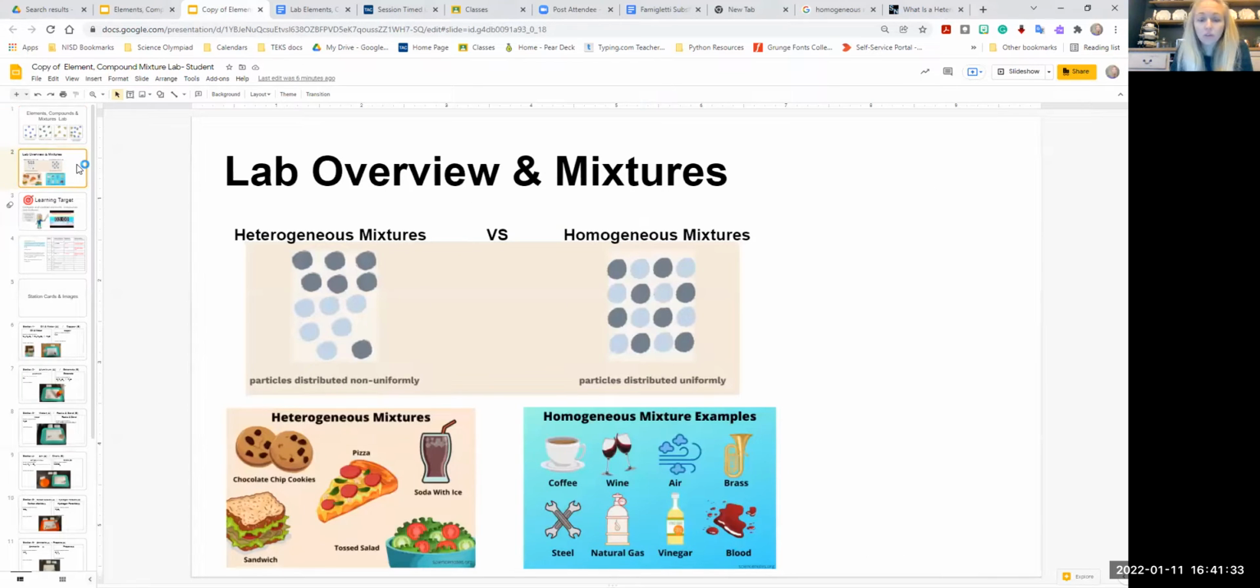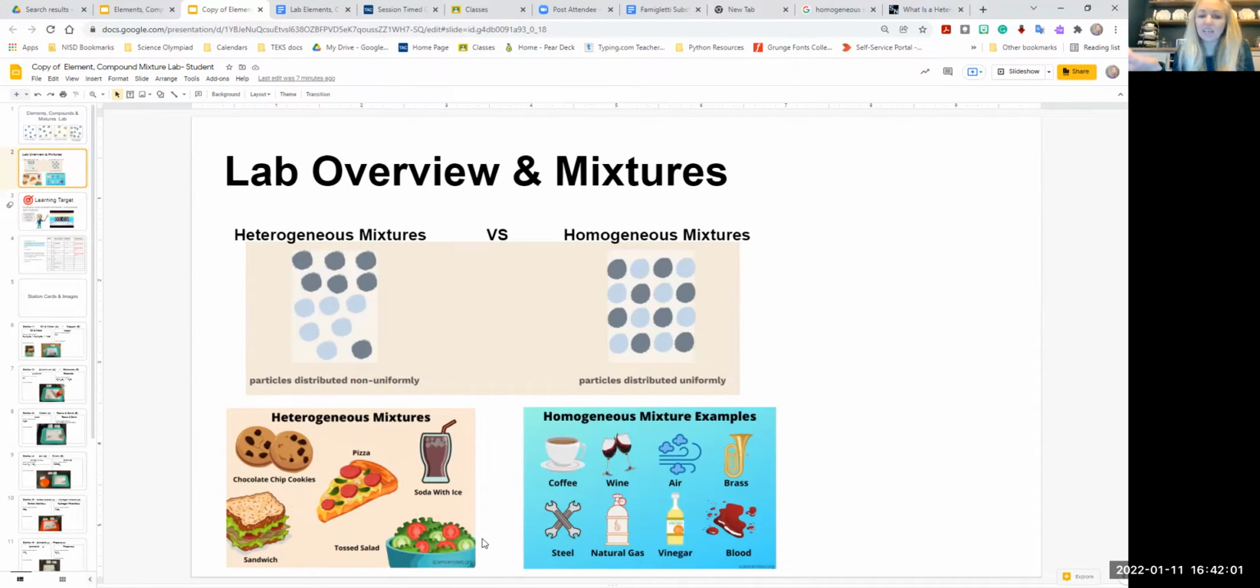Here is a little review of mixtures. So heterogeneous, hetero means different. You can see the different parts easily. So here you can kind of see molecules are more separated, just like you can clearly tell the cookie part from a chocolate chip cookie versus the chocolate chips, okay? You can identify the ice and the soda separately in that mixture, the parts of the pizza, the parts of the sandwich, the parts of the salad.